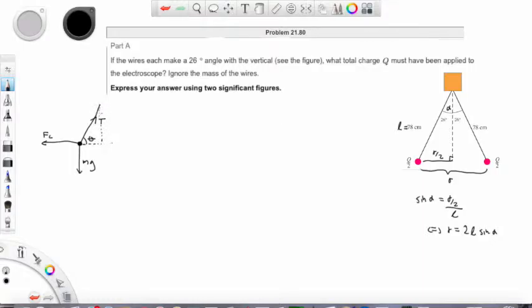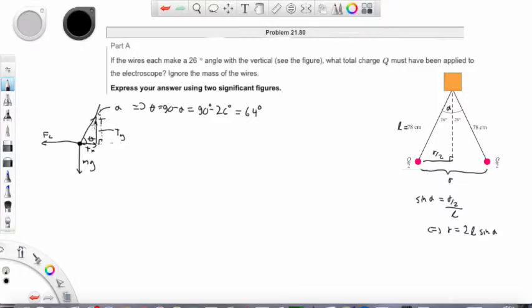We also know that here we have alpha, from which follows, because this is a right angle, that theta is 90 minus alpha, 90 minus 26 degrees, which gives us theta of 64 degrees. Because the charge is not moving, the forces in both x and y directions must cancel each other. And in fact, the tension in the string can be divided into two components. So here we have T in x direction, and here T in y direction.